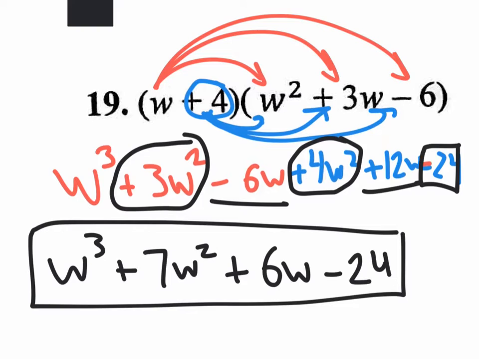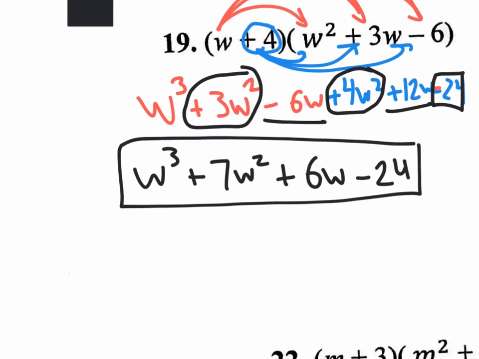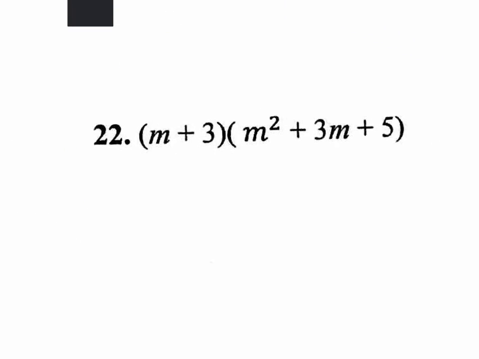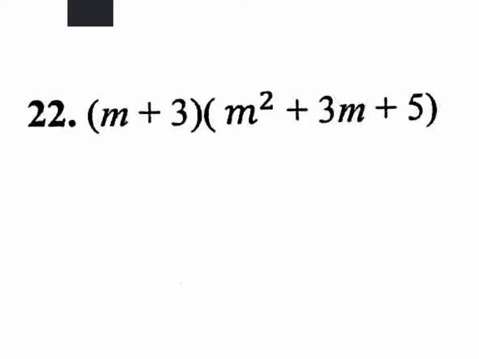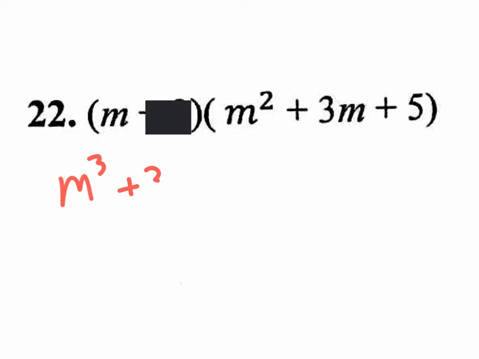Now, I want to show you a different way of setting up your answer. Instead of combining like terms like this, it might be a little easier to do what I'm about to do on number 22. So check out 22. I'm going to distribute m times m squared. What do I get? M cubed. How about m times 3m? What do I get? Positive 3m squared. And then last but not least, m times 5.